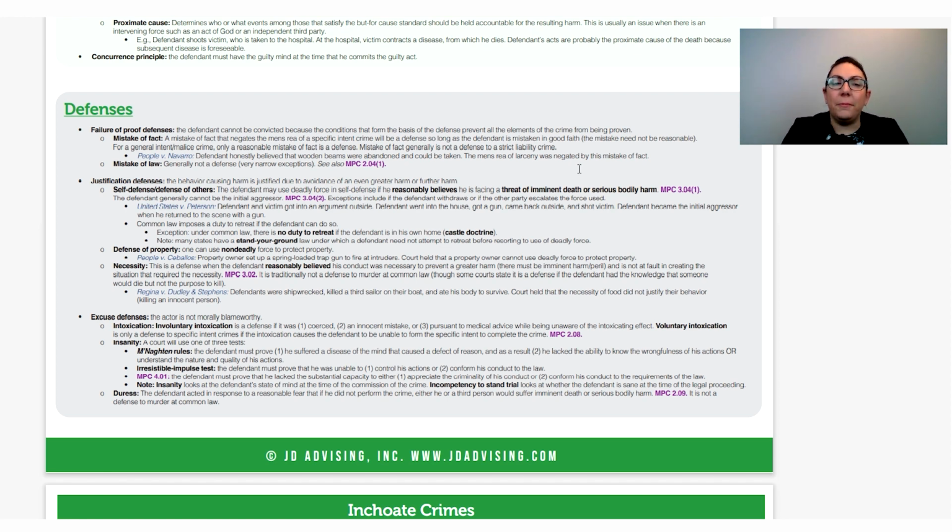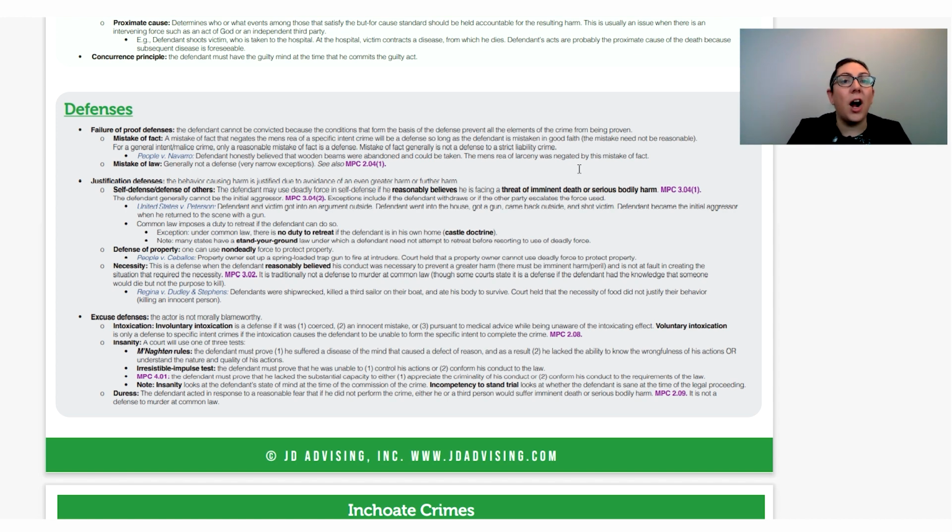Starting with the failure of proof defenses, the classic failure of proof defense is mistake of fact. So the defendant will argue that there was some mistake of fact, typically that negates the mens rea of a specific intent crime. That's the only time that mistake of fact will work, is if it is a specific intent crime. Then it will be a defense as long as the mistake is in good faith.